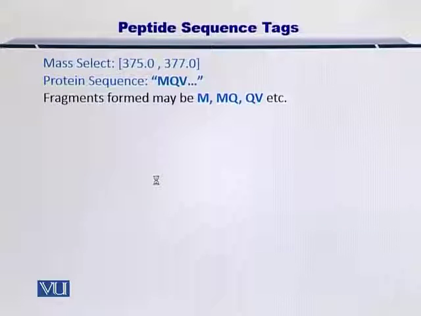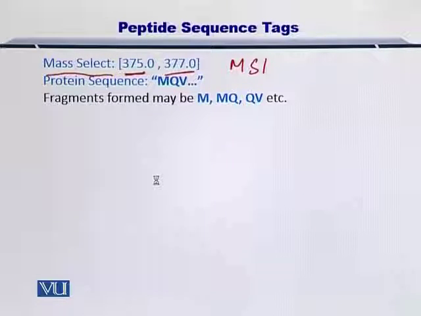From MS1, you obtained the intact protein or peptide's mass. In order to further analyze this, you have to do a mass select, which means that you have to give a mass range from 375 Daltons to 377 Daltons, for instance, and any molecules in the mass spectrometer chamber within this range are selected for further analysis. Now, further analysis actually means MS2 or MS3 and so on.